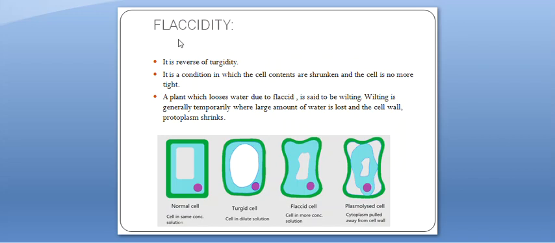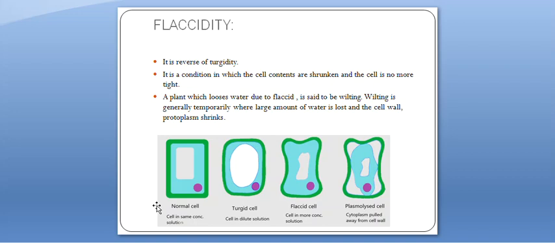The next condition is flaccidity. It is the reverse of turgidity. It is a condition in which the cell contents are shrunk and the cell is no more tight. When the plant loses water due to flaccidity, we call that wilting. Wilting is generally temporary, where a large amount of water is lost and the cell wall and the protoplasm shrink, and that condition is called wilting.